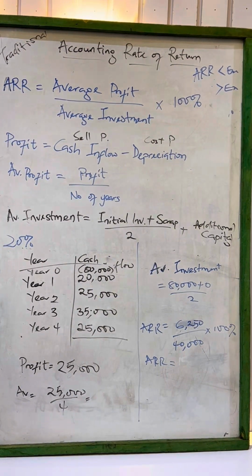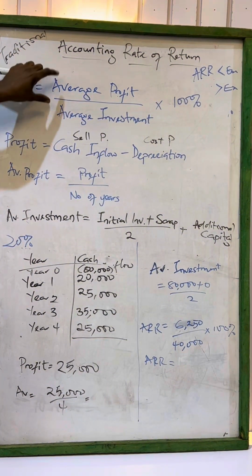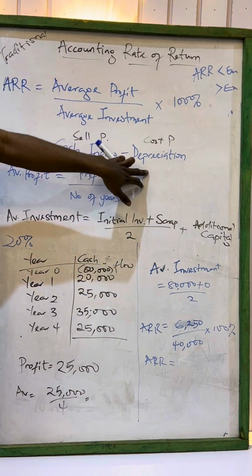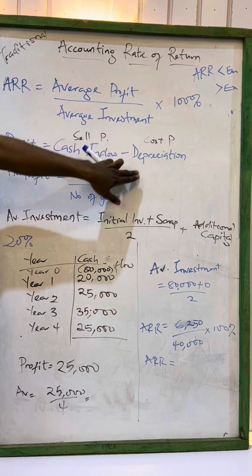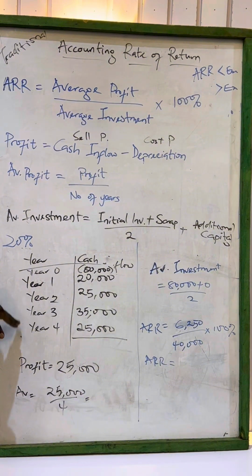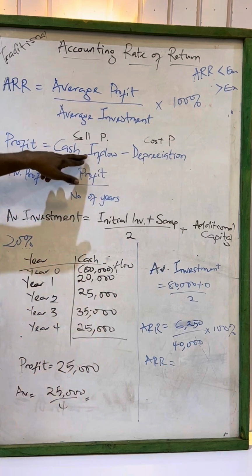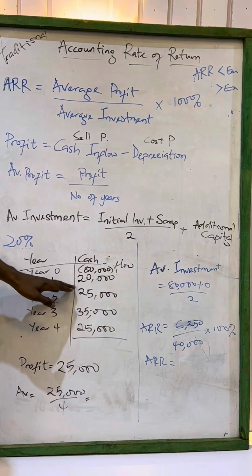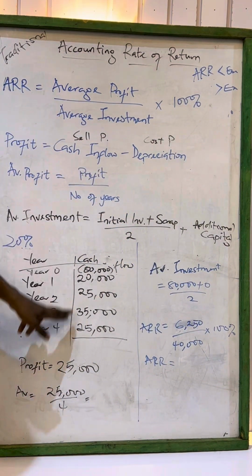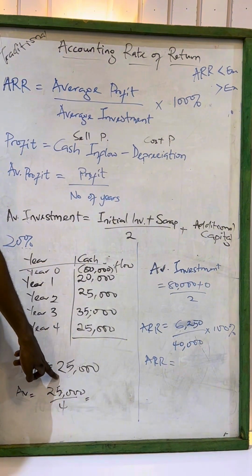So we just have to use these formulas in calculating this. All we have to look for is the average profit first and the average investment. So how do we get the average profit? From this formula, profit is the cash inflow minus depreciation. Like I said, depreciation is your initial investment, while your cash inflow is the sum that you are getting. So if you look at year 1, year 2, year 3, year 4, these are the sums that you got. If you sum all this together, that's going to be your cash inflow, the sum that you have here. While for your depreciation, it's the initial investment. So if you sum all this minus this, it's going to give you a profit. So by the time you sum all this minus this, your profit is going to be 25,000 naira.